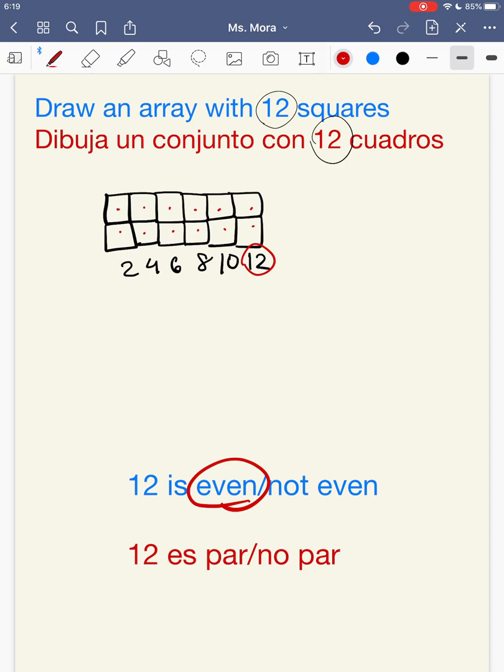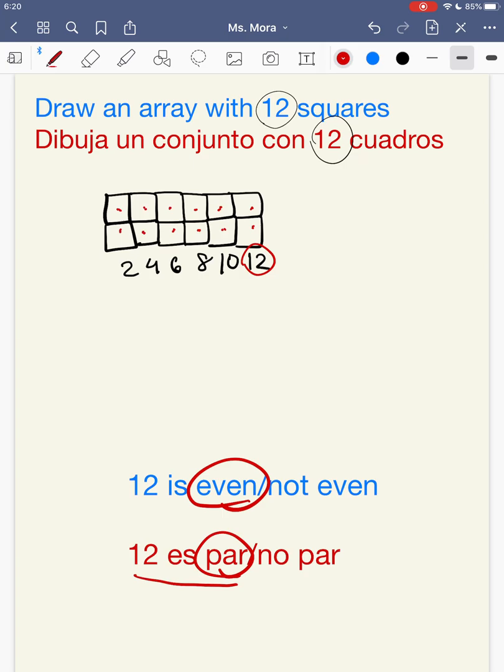So aquí voy a circular que el número 12 es par porque cada cuadro tiene su par, okay? Estos dos son un par, estos dos son otro par, estos dos son un par, estos son par, estos son par y estos son par, okay? Entonces el número 12 es par, okay?